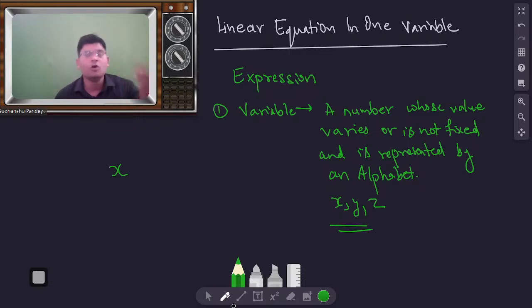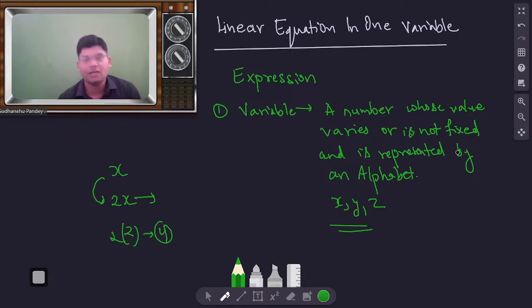Now if I am doing more operations on this x, suppose I say 2x. So what does 2x represent? 2x is an expression. Whatever number I am imagining in my mind, I am multiplying it by 2, or I can say I am doubling it. Suppose I am thinking of 2, so the value I am going to get is 4. An expression does not have any equality sign. This is the basic understanding.